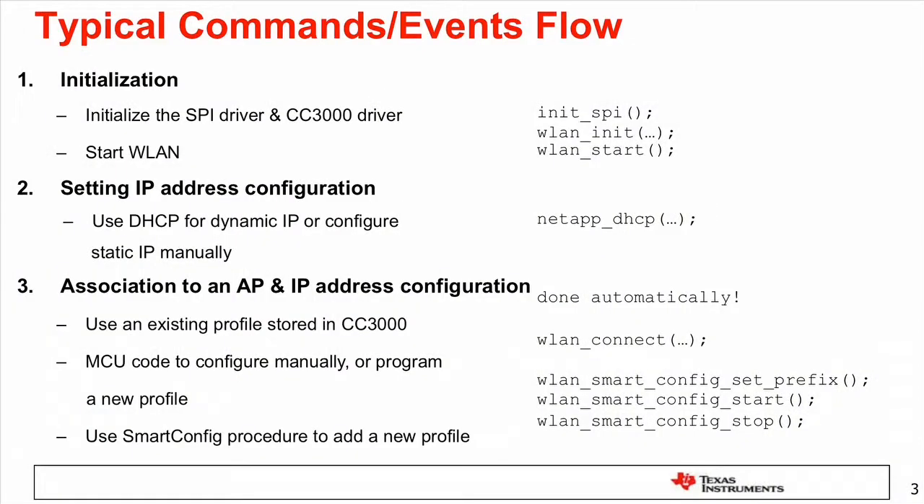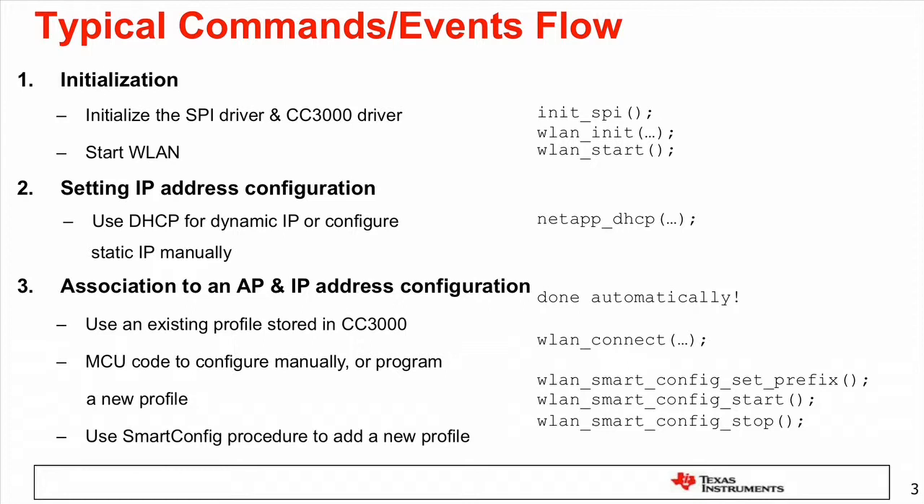All right, let's talk about a typical command event flow as you would work with CC3000. So we'll just go through this as an example, and this just gives you some of the key things with some of the APIs that we have talked about. So the first one, starting with initialization. You're going to initialize the SPI and the CC3000 driver. You're going to start wireless LAN itself. And then you're going to set up the IP address configuration, using DHCP for dynamic IP, or you can do it static IP. So having an API for that.